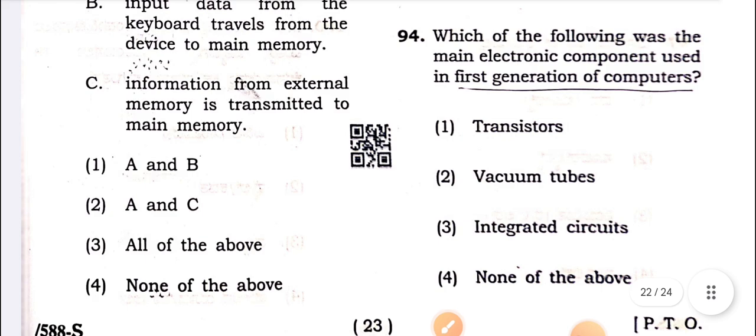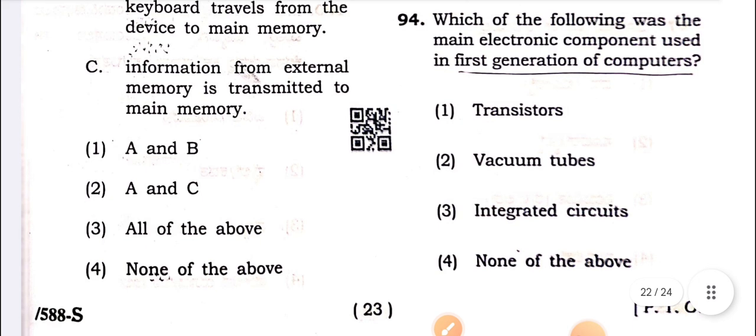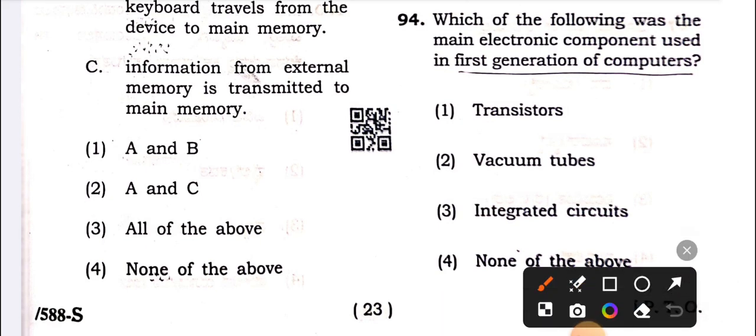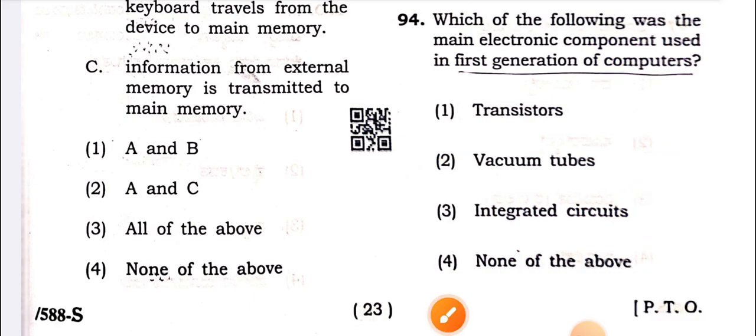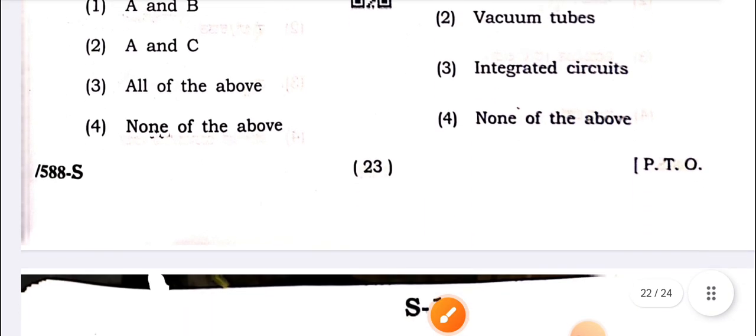Next, 94th question: which of the following was the main electronic component used in the first generation of computers? Transistor, vacuum tubes, integrated circuits, or none of the above. So in the first generation, the electronic component used was vacuum tubes, transistors were used in the second generation, and integrated circuits were used in the third generation. So the option is option number 2.